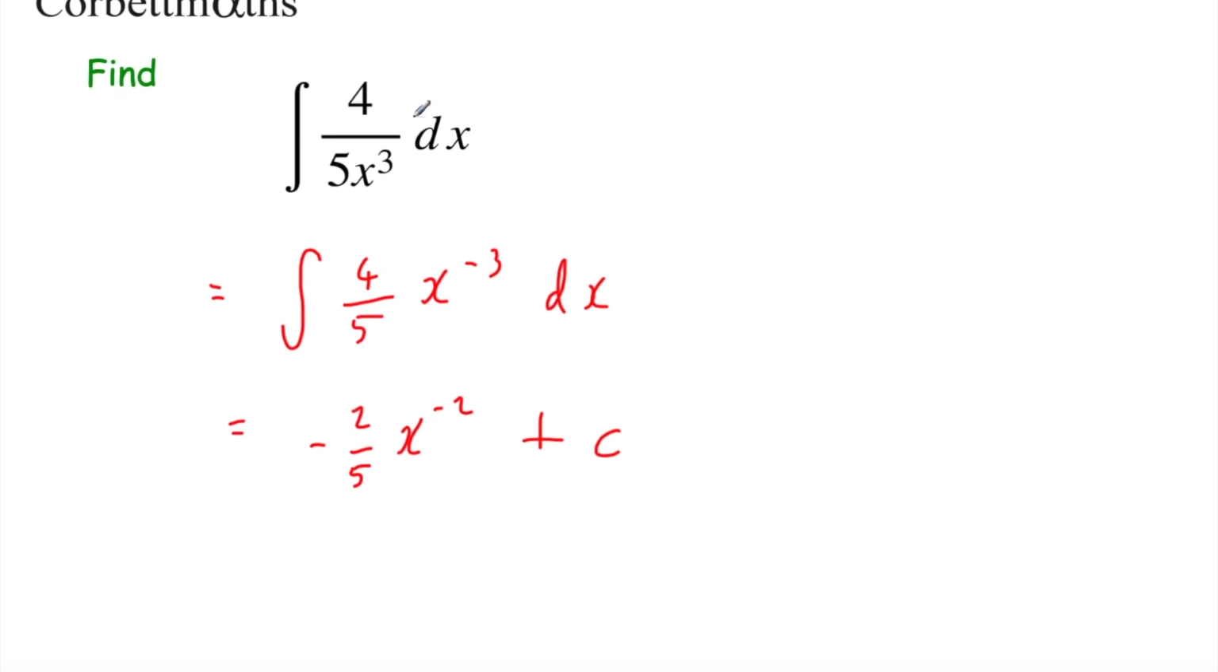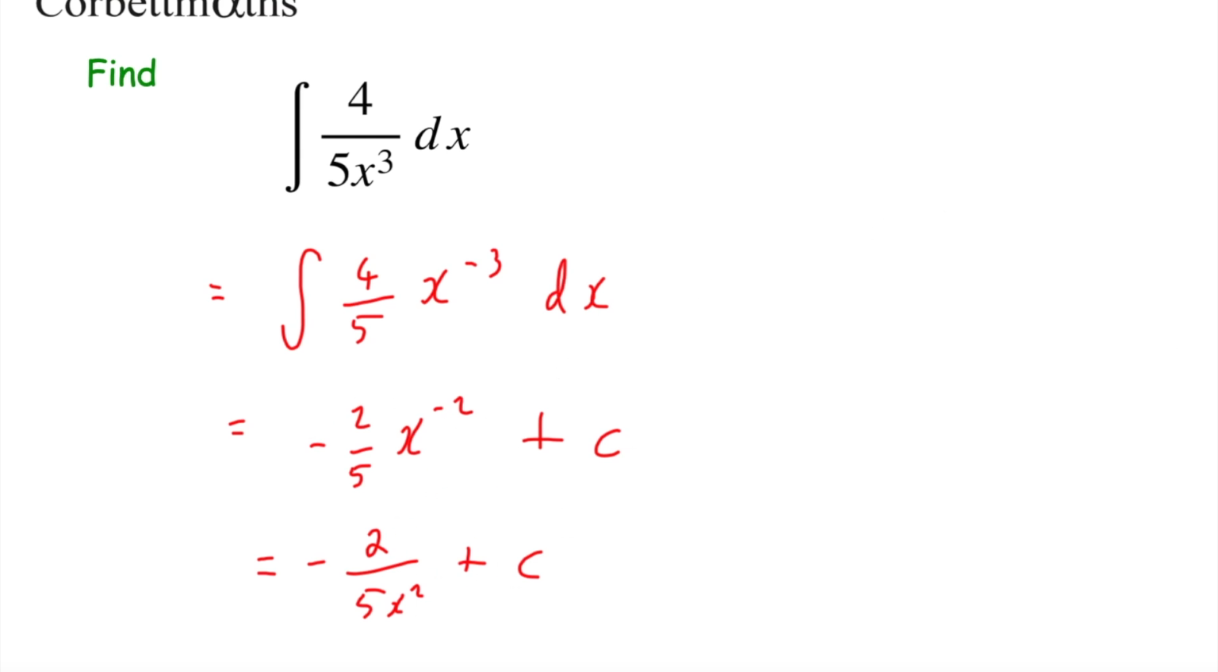I'm just going to put it in the same format we were given in the question. So I'm going to put this back on the denominator and make the power positive. So it's going to be negative 2 over 5x squared, just putting it back on the denominator, and then plus c. Now this would have been fine, but I've just written it in that format as well, just in case you did rearrange it back into that format.